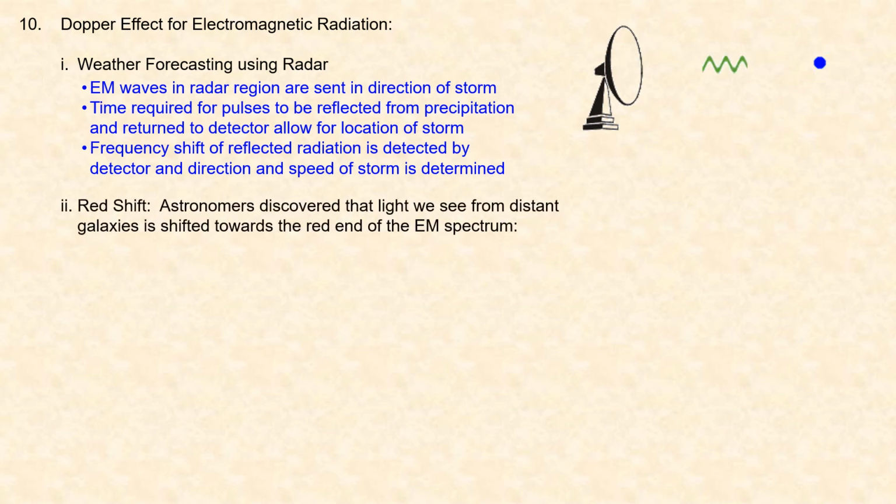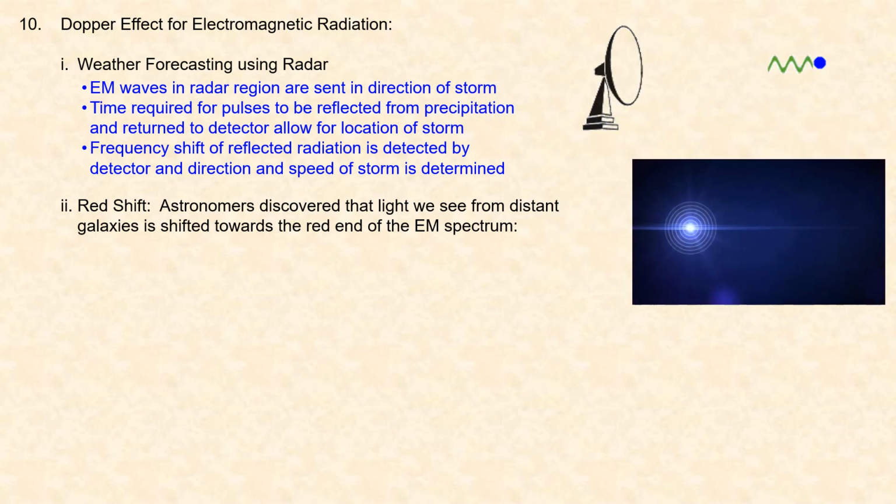Perhaps even more importantly, the Doppler effect was used by astronomers to discover something very important about our universe, and that is the motion of our galaxies. This is one of the biggest discoveries in astronomy in the last century. Astronomers discovered that light we see from distant galaxies is shifted towards the red end of the electromagnetic spectrum.